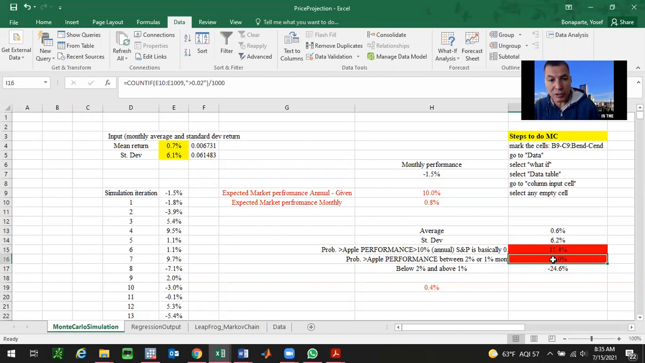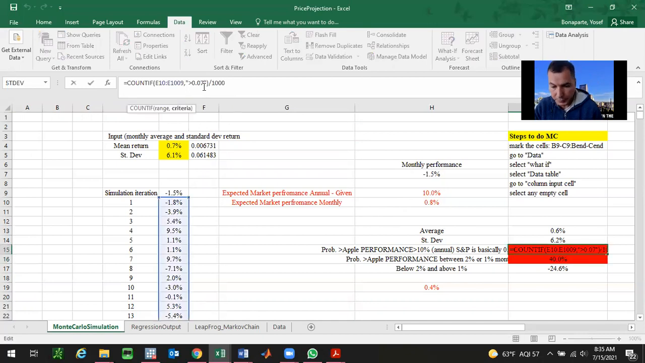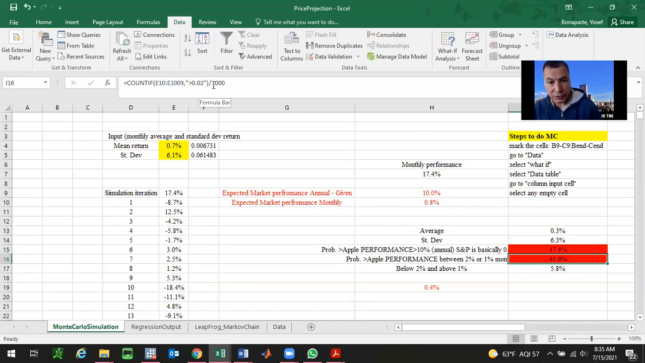What if you want to do something like the chance that Amazon goes between 1 and 2%? Well, what you do is, what's the chance to be above 1 versus the chance to be above 2, which I did here. And the difference will be the chance to be between 1 and 2 next month. So there are many ways to calculate the distribution.